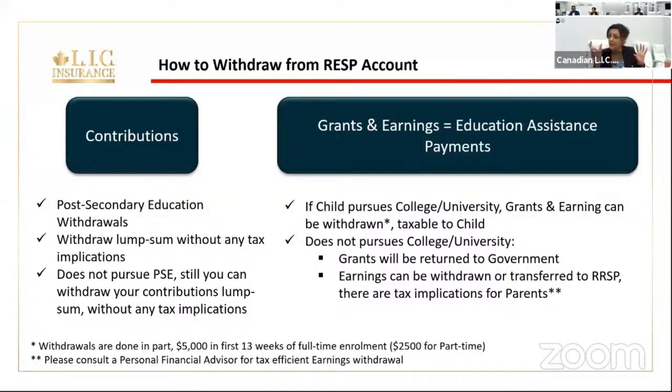Out of those grant earnings, those are called EAP payments, right? But the contribution the client has made, the principal the parents have put in, they can take out in one shot. Okay, got it. So the contributions can be taken out in full, and can the parent do a partial withdrawal? Oh, yes. And it's non-taxable to the parent. Yes. And what about the grants and the interest?